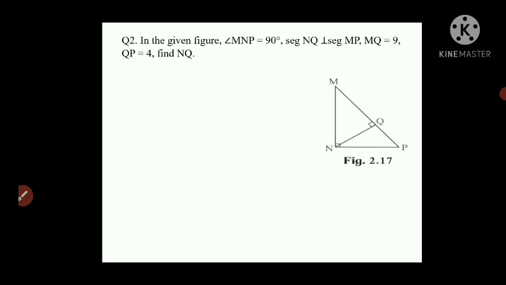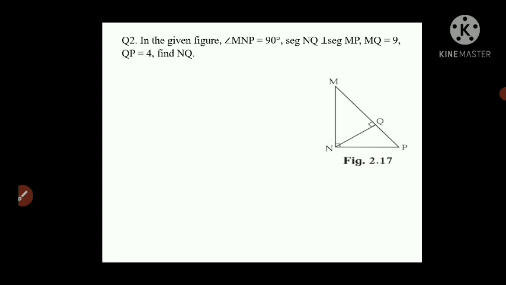Now we'll move on to main question number 2. The sum is related to the property of geometric mean. I will explain the sum. In the given figure, angle MNP. Now in the center we have angle N. In the diagram angle N, which is 90 degrees, is given, and segment NQ is perpendicular to MP. Now students, remember, whichever side is opposite to 90 degrees will be the hypotenuse. So here 90 is angle N and opposite to 90 we have MP, that is the hypotenuse.